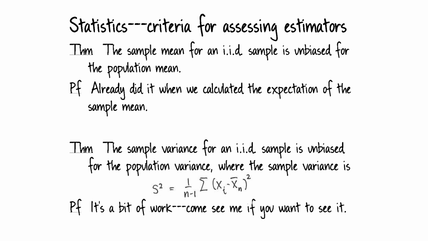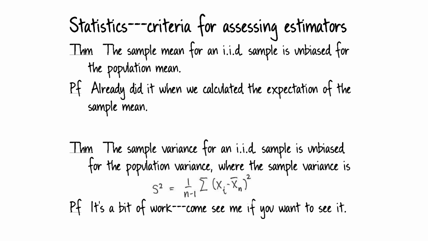results about unbiased estimators. So the first result is that if we have a sample mean for an IID sample, then that sample mean is an unbiased estimator for the population mean, okay? The mean of the underlying population. Okay, so that's always going to be true. For an IID sample, the sample mean is unbiased for the population mean.